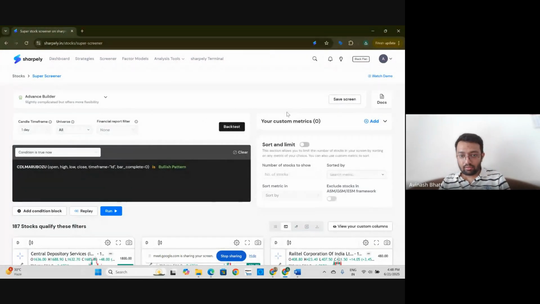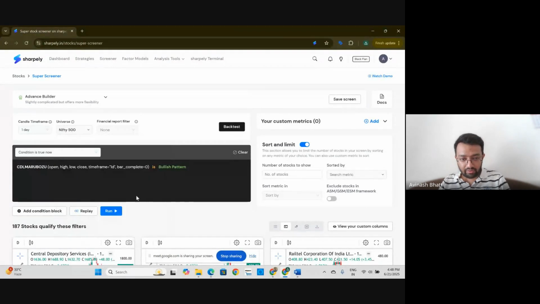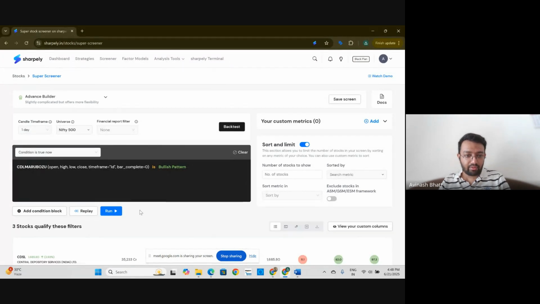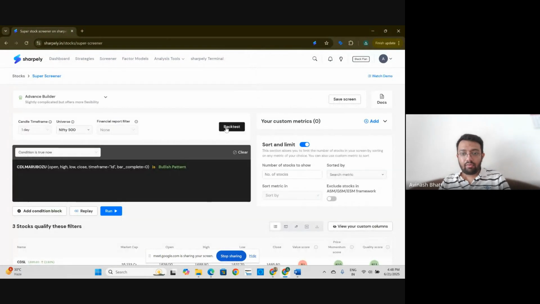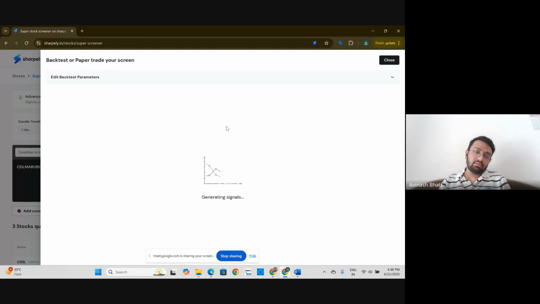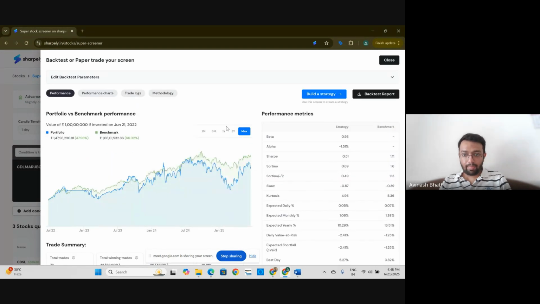And then let's say I want to limit my number of stocks. First of all, I want to do this analysis only on Nifty 500 stocks, right? And then if I click on run, let's say first, how many stocks are there in Nifty 500? Only 3 are there, right? So if I want to backtest this, then it will take a slightly longer time.